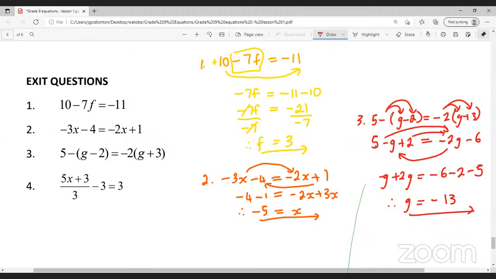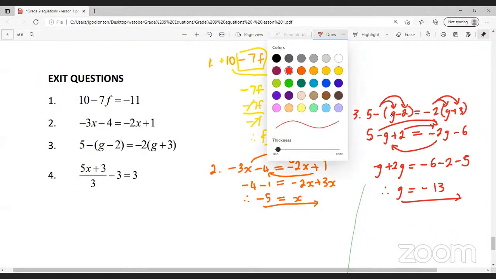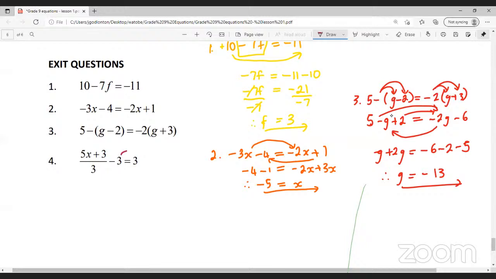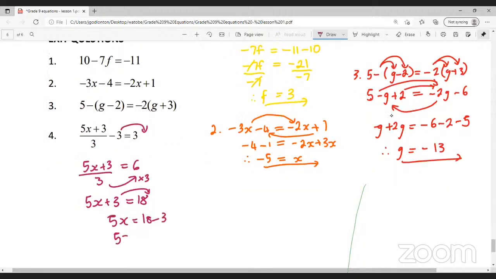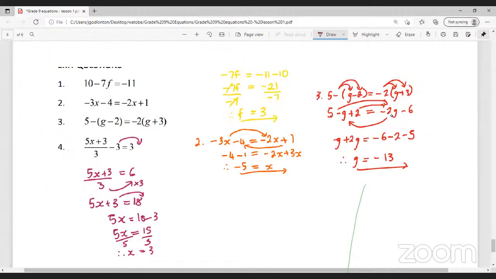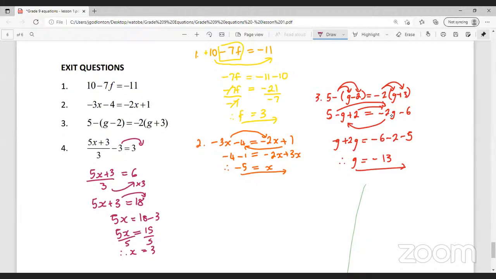Okay, and our last question for the night. I wonder if anyone's gotten these all right so far. That would be amazing. For 4, I'm going to move my 3 over. So 5x plus 3 over 3 equals 6. Then we're going to multiply that by 3. So 5x plus 3 equals 18. I'm going to subtract 3. So 5x equals 18 minus 3. 5x equals 15. Divide both sides by 5. And so x is equal to 3. And those are our 4 answers for our 4 exit questions.